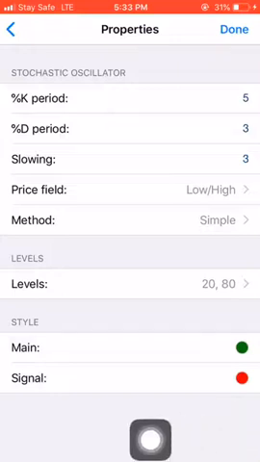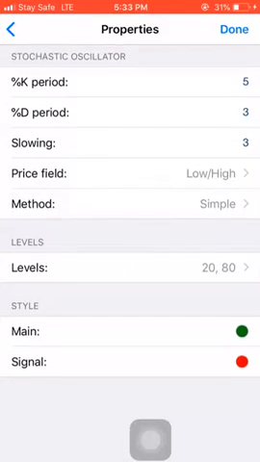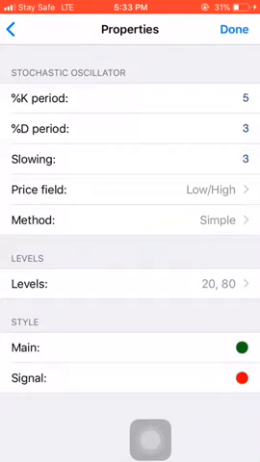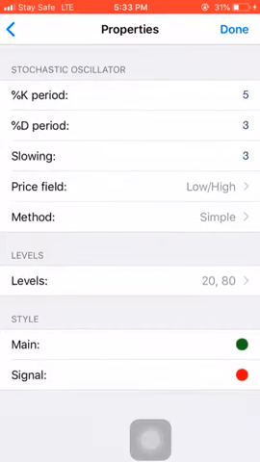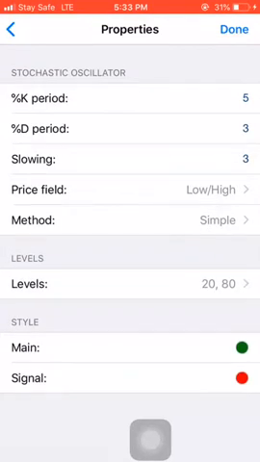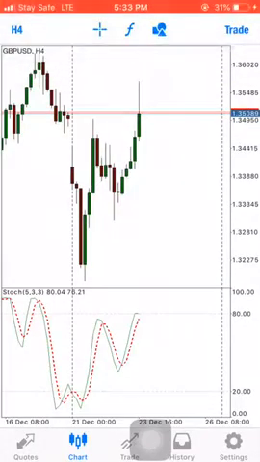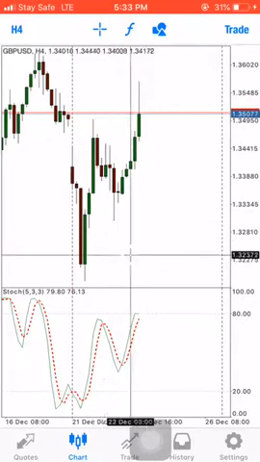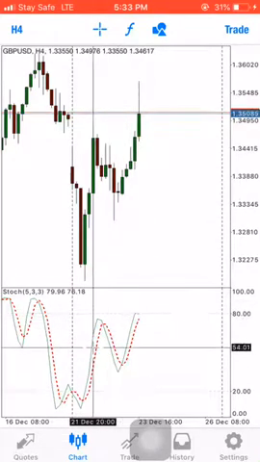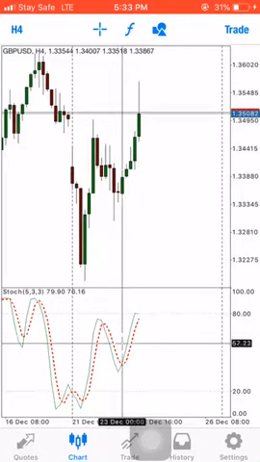Set it at default. Your levels, make it 20 and 80. If your level is at 30 and 70, I advise you change it to 20 and 80, so you can have extremes. If you remember what the 20 and the 80 levels are, 20 is the oversold, while the 80 level is the overbought. So at these levels, you expect to see reversals. So going quickly, let's add that up, and then boom, we have the indicator here, so we're good to go.